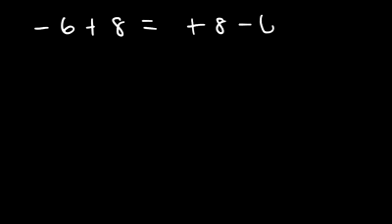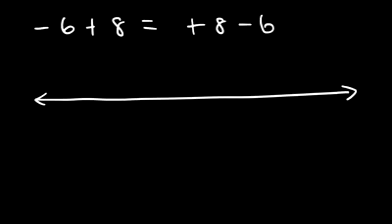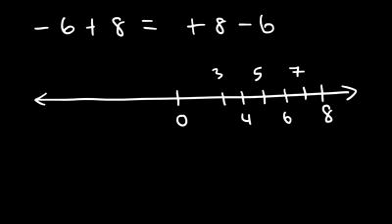Now you can reverse it. Negative 6 plus 8 is the same as positive 8 minus 6. So if we started at 8 and traveled 6 units to the left, the first one would be 7, and then 6, the third is 5, and then 4, and then 3, and then 6 units to the left will take us to 2.